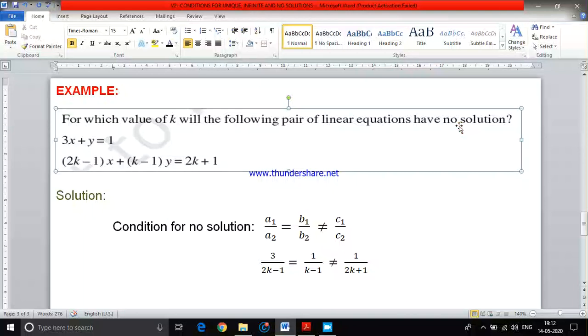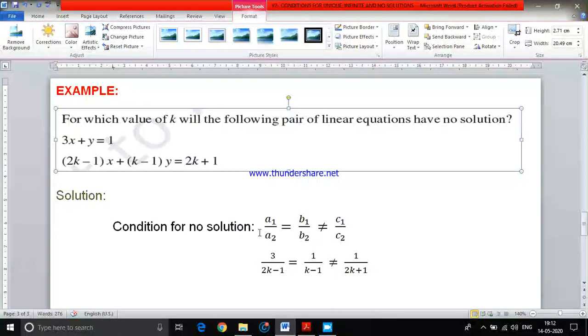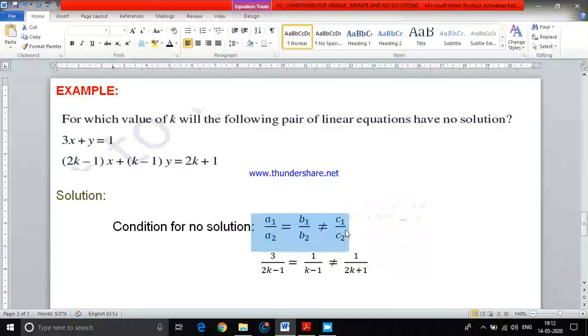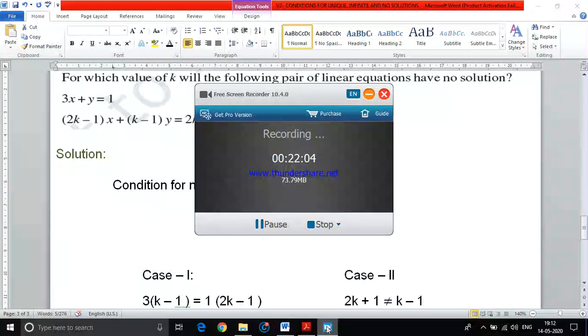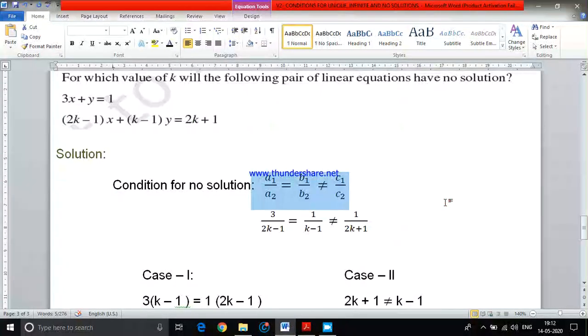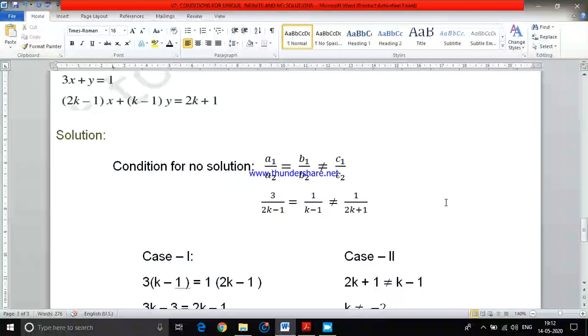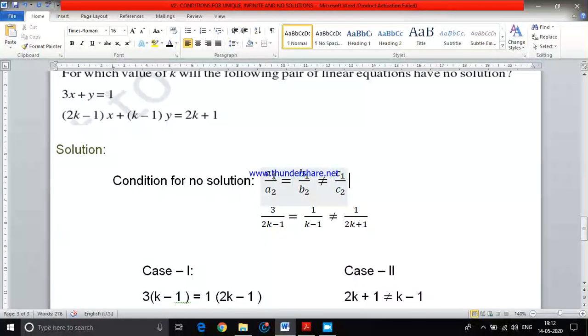Here the condition is given as no solution. So the no solution condition is parallel lines. So the condition is a1 upon a2 equals b1 upon b2 is not equal to c1 upon c2. So if that is the condition, now let me get the a1 value.